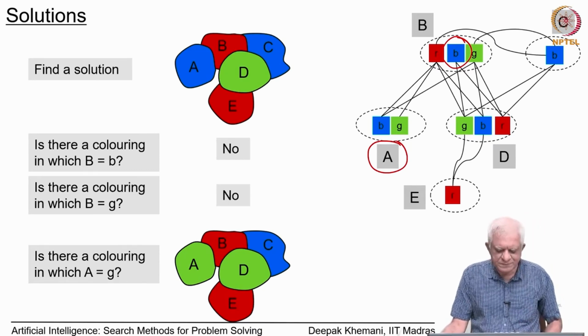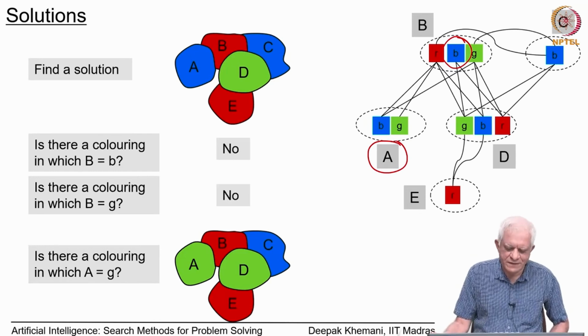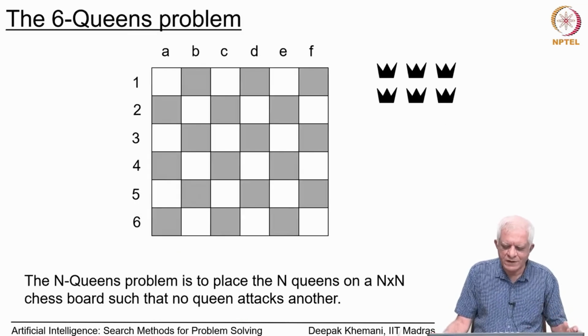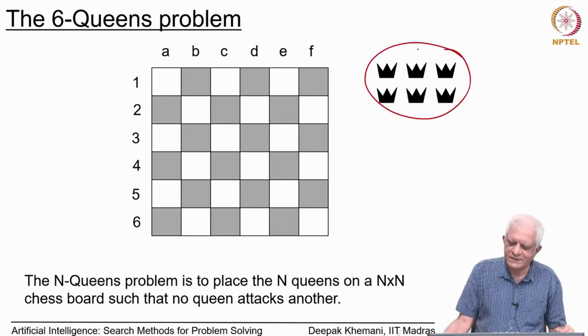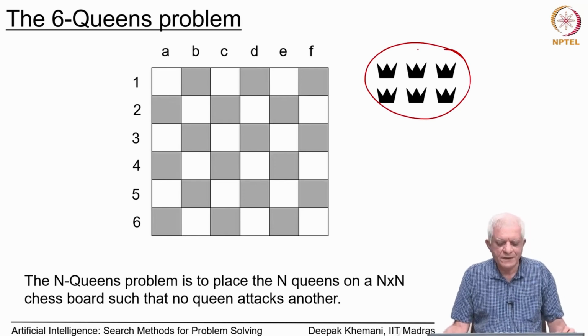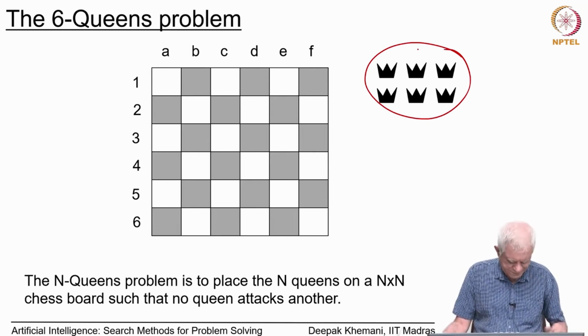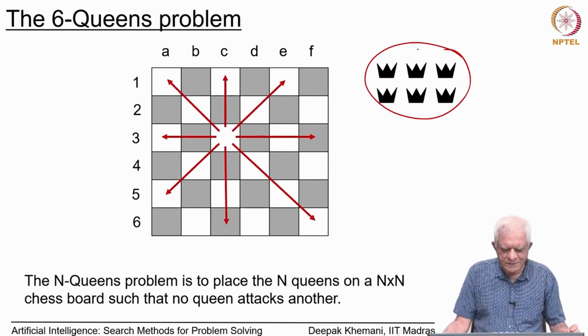So, let us look at another nice example, because it helps illustrate some of these ideas well, and that is the n queens problem. In particular, we are starting by looking at the 6 queens problem, and as you are no doubt familiar, the problem is to place these 6 queens, which are at the moment outside the board, on the 6 by 6 chessboard, such that no queen attacks any other queen. As you know, queens attack in a particular direction, as we will show here.